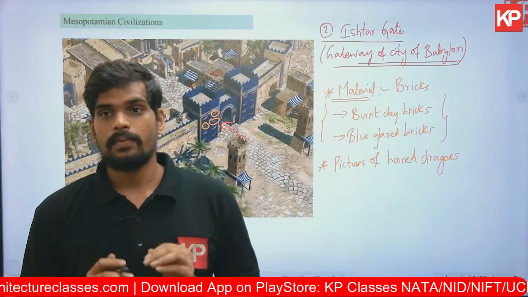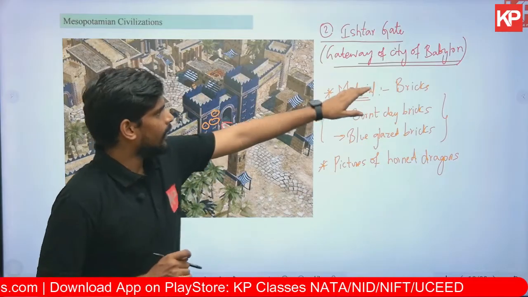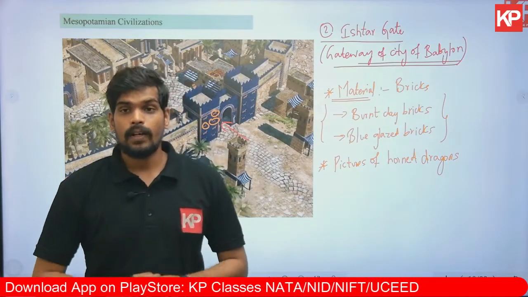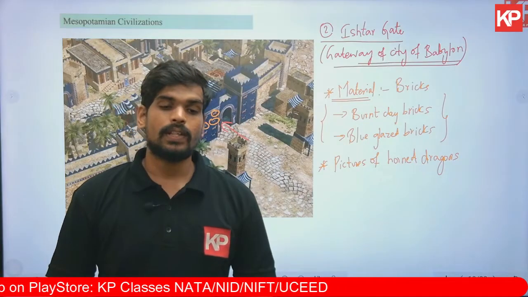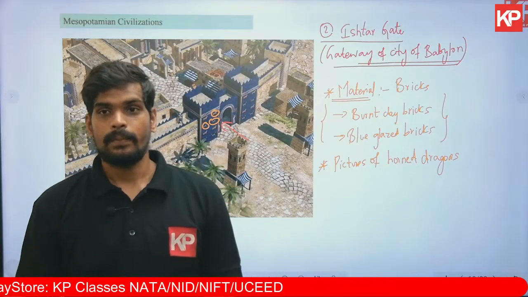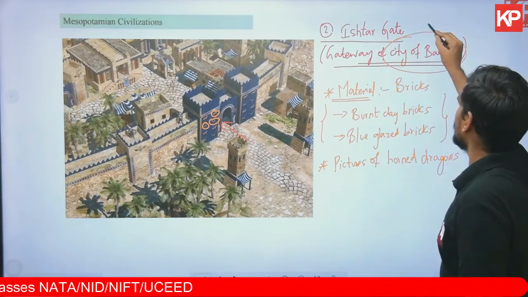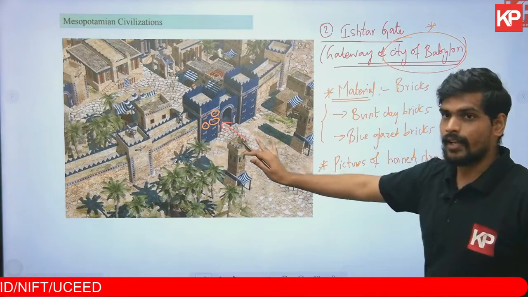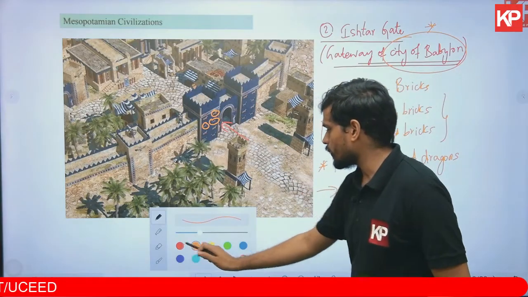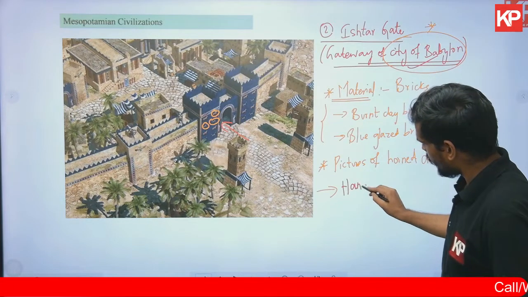So other than that, with respect to the city of Babylon, you have to remember one more interesting feature. In the city of Babylon, there was a very famous garden, which is also one of the ancient seven wonders of the world, the Hanging Gardens of Babylon. So the important point to be remembered, other than Ishtar Gate, is that in the city of Babylon there were the Hanging Gardens of Babylon.